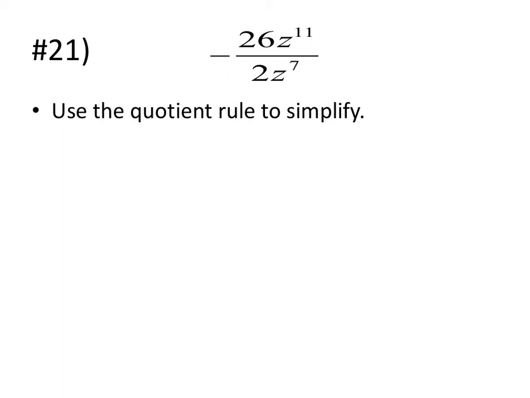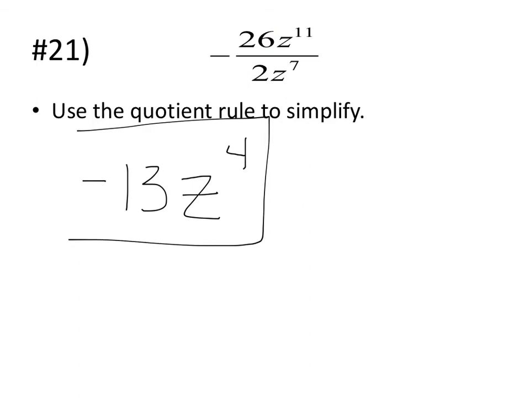Now, do it in pieces. We know it's going to be negative because of this negative out front. 26 divided by 2 is 13. Z to the 11th divided by z to the 7th. Well, you know your like base is z. And then you're going to do 11 minus 7. Well, 11 minus 7 is 4. So it's negative 13 z to the 4th.